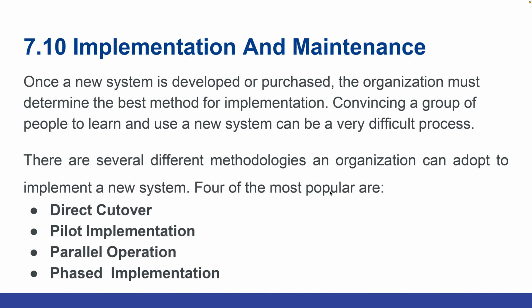Other option is the parallel operation, where you allow the old and the new system both to work together simultaneously, and the users can choose which one they want to use. In case the new system fails, they can always revert back to the old system. And other is the phased implementation, where you introduce the product in multiple phases.